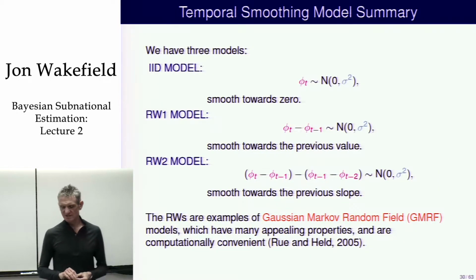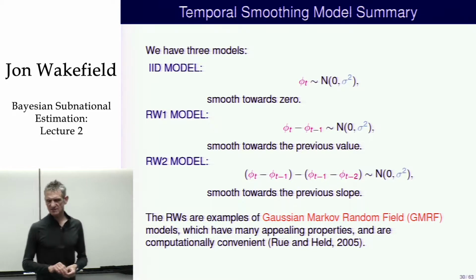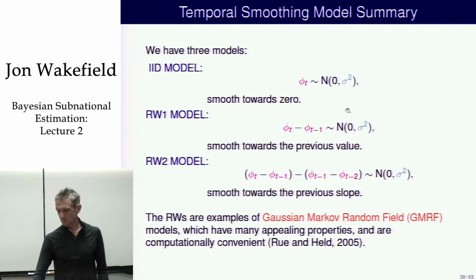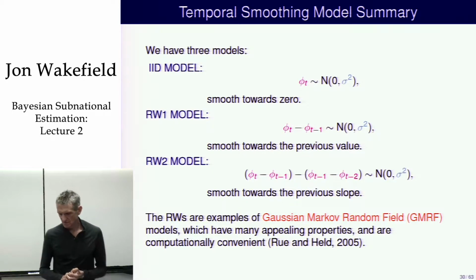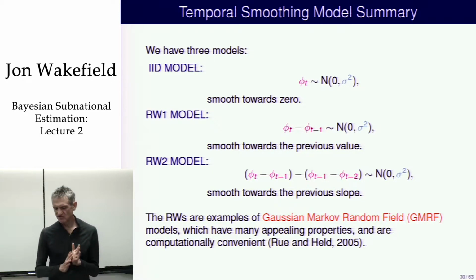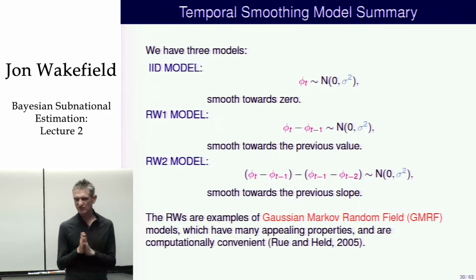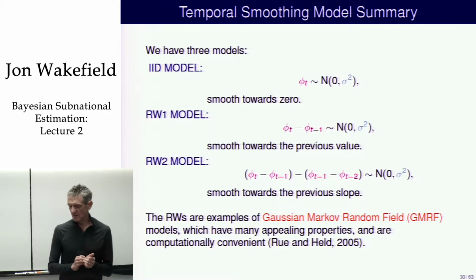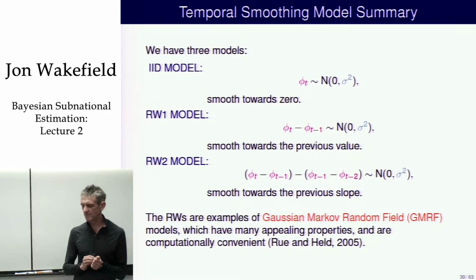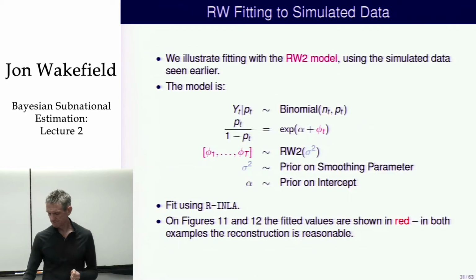So just to summarize, the IID model smooths to a flat line. The random walk 1 just has local linear behavior, and then the random walk 2 has local quadratic behavior. These random walk models are all examples of what are called Gaussian Markov random field models, for which there's a huge literature, well summarized in that book by Rue and Held. And there are all sorts of very appealing properties that these models have.